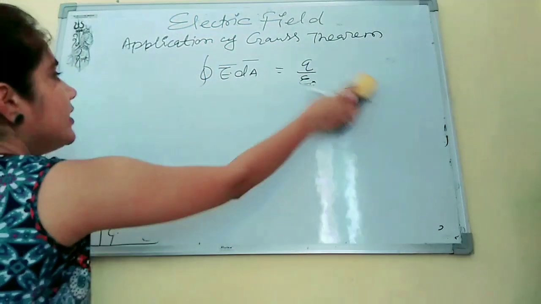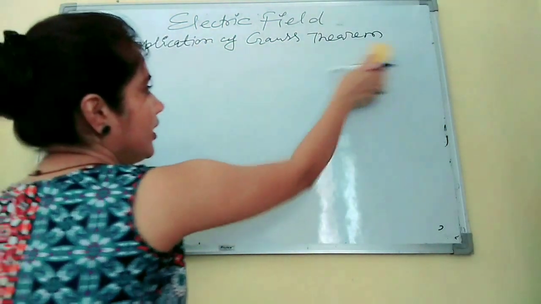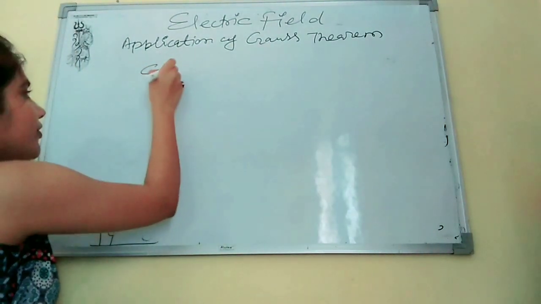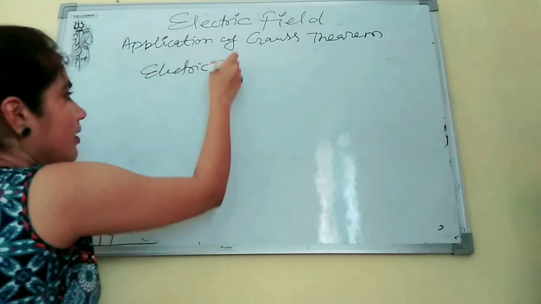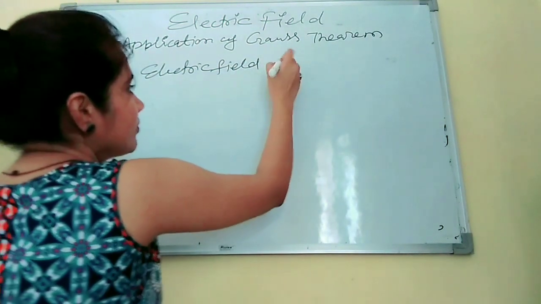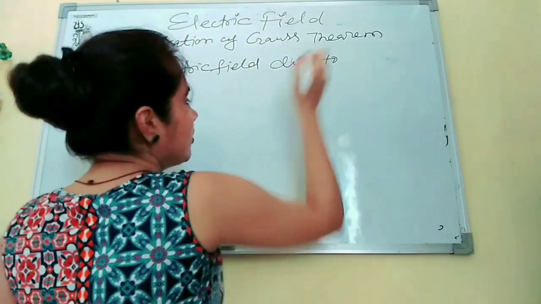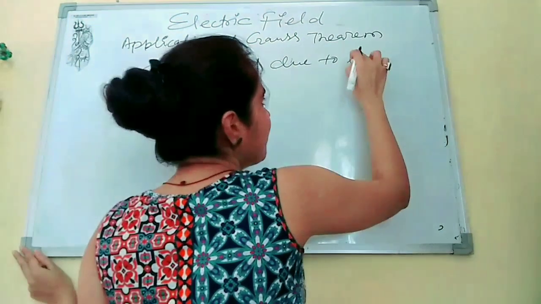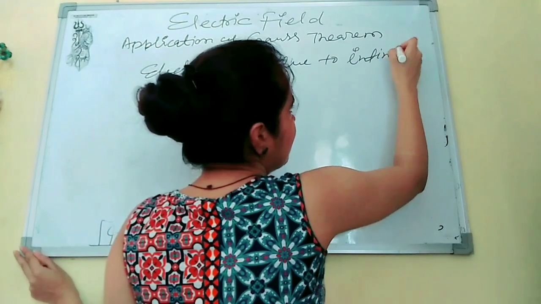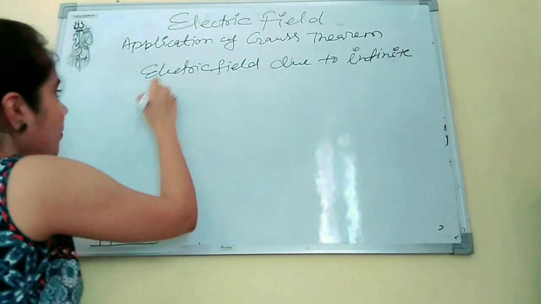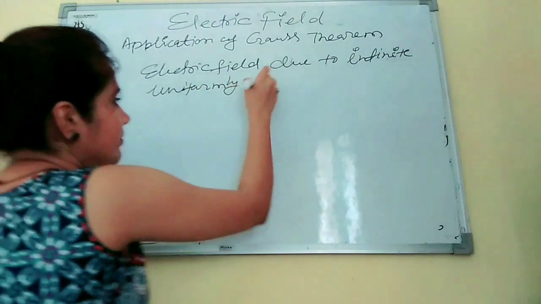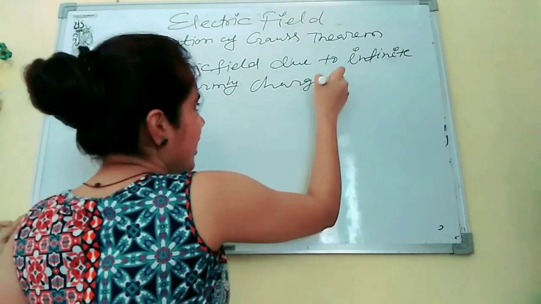So the first application of Gauss theorem is we will find the electric field due to a uniform infinite uniformly charged wire.